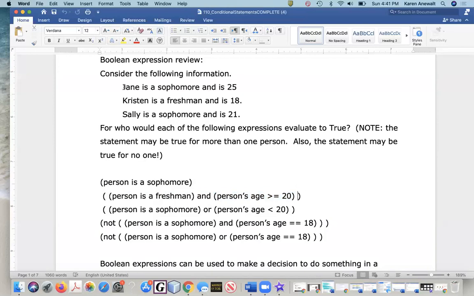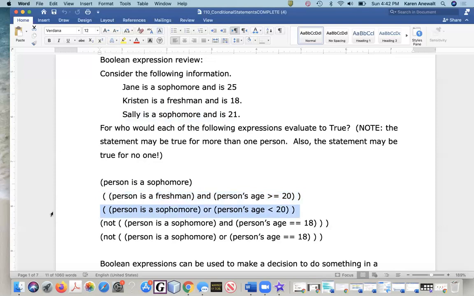So if we evaluated the expression with Jane, it would be false because Jane is not a freshman. If we evaluated it with Kristen, it would be false because Kristen, while she's a freshman, she's not older than 20. And it would be false for Sally because she is not a freshman. So of the three students we know about, none of them would make this second condition true.